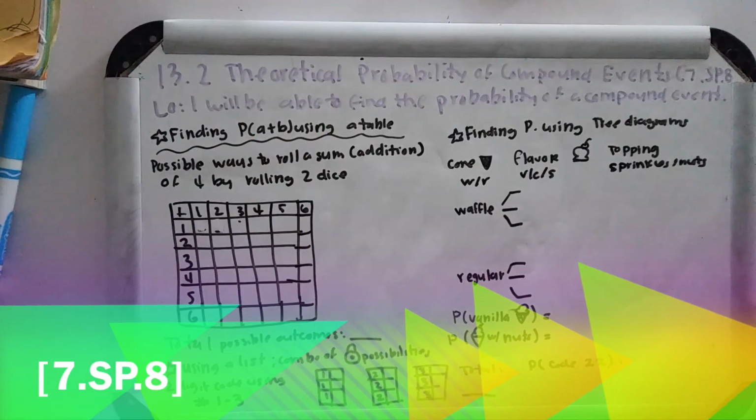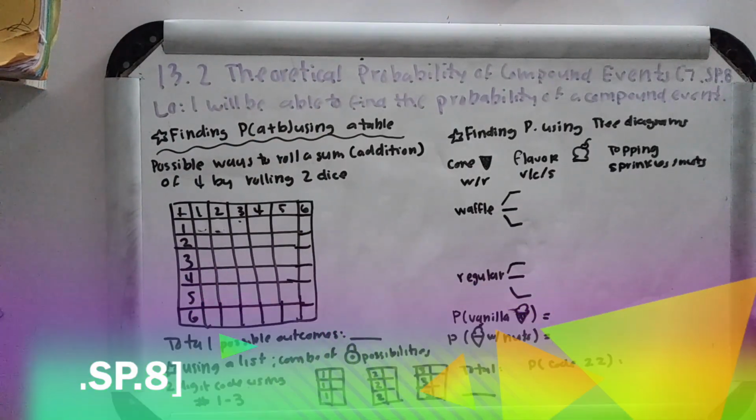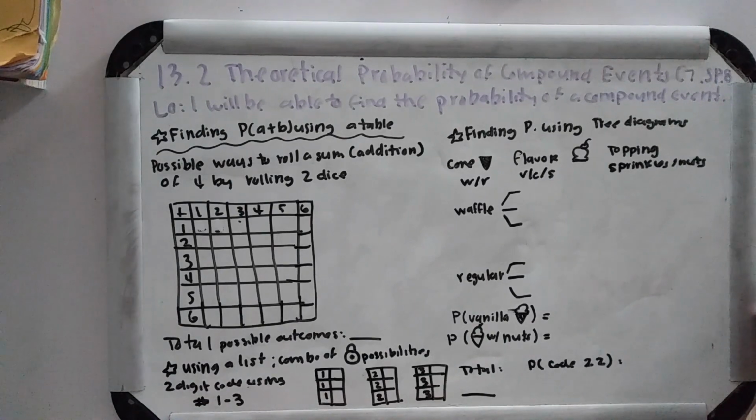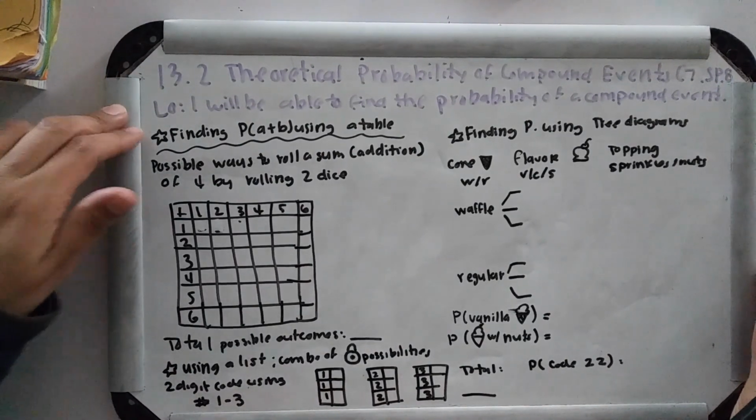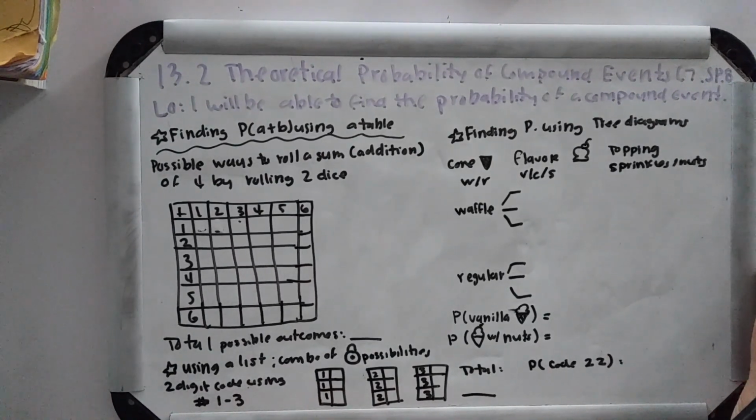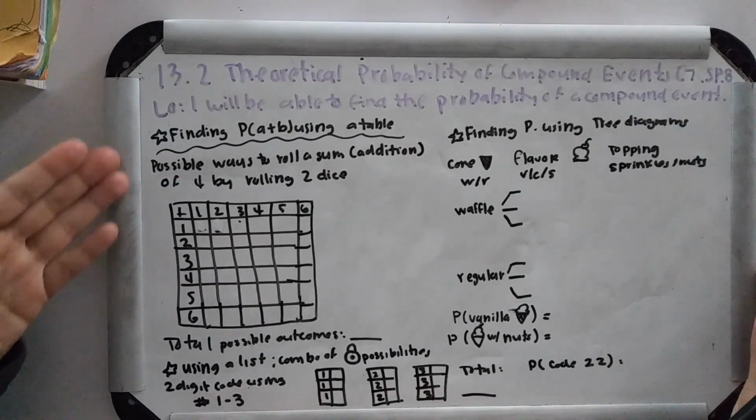Okay, so this is 13.2, theoretical probability of compound events. Again, we are not actually doing it. We're not doing the experimental, we're not actually doing the simulation. We are just theoretically thinking of these events happening, okay? Your objective is to be able to find the probability of the compound event theoretically.